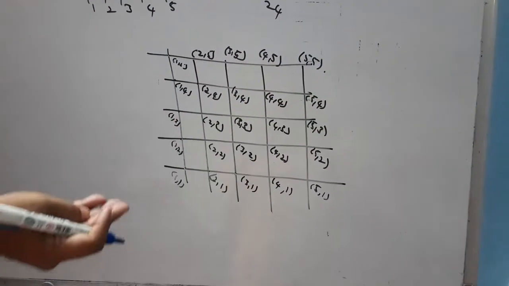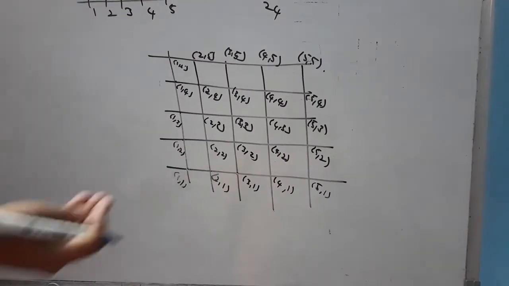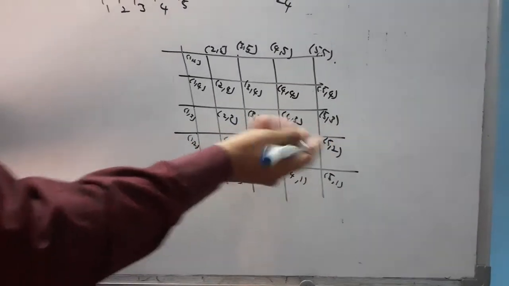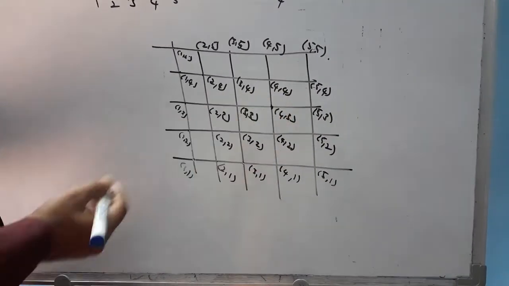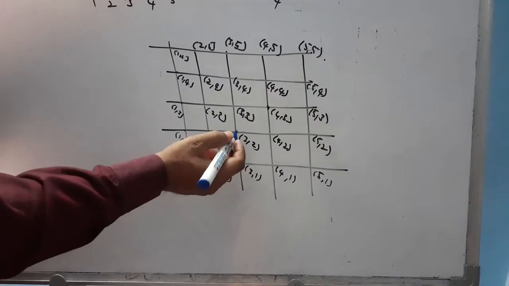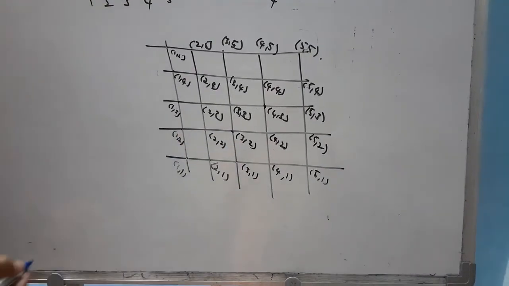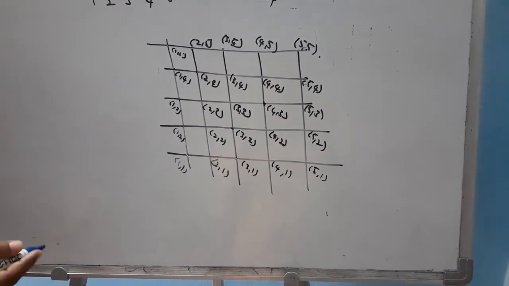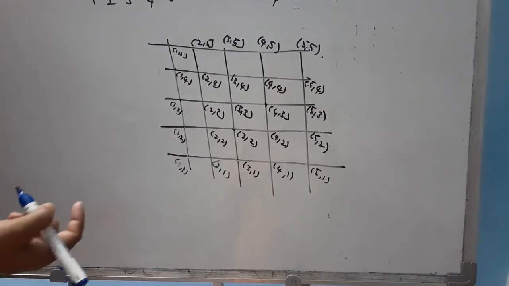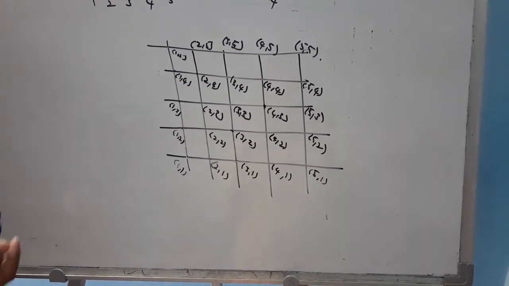So these are the arrangements of the students. If you say 4, 3, it is the position of 4, 3. If you say 3, 2, it is the position of 3, 2. Now I am taking two lines, one a horizontal line and another a vertical line.